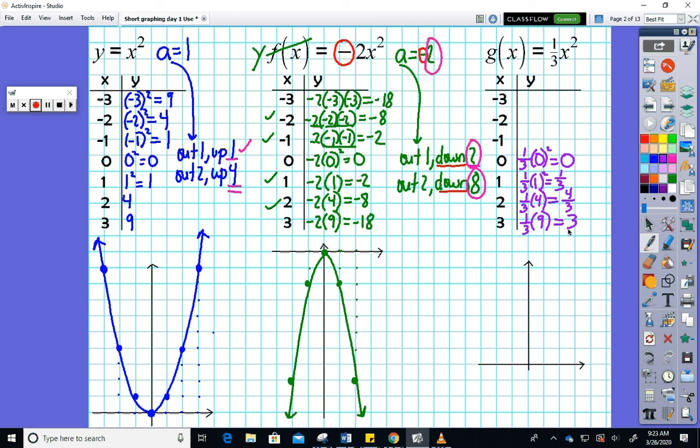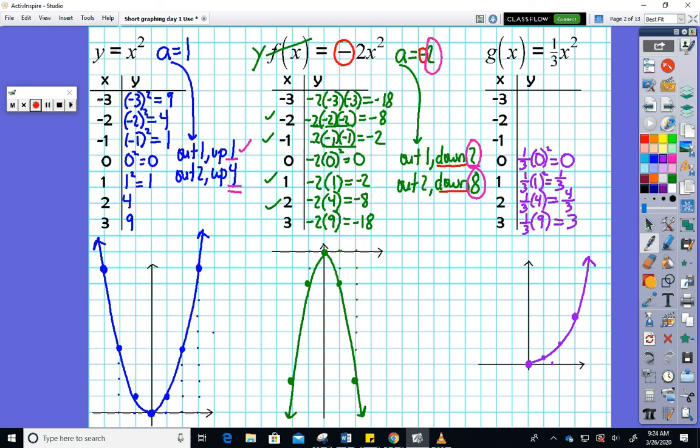So right now, I've got 0, 0, and 3, 1, 2, 3. I like those 2 points, okay? I've also got 1 comma 1/3, which I'm going to estimate to be about right there, and 2 comma 4/3. 4/3 is 1 1/3. So 2 comma 1 1/3 would be about right there. So the right-hand half of my parabola looks like this.